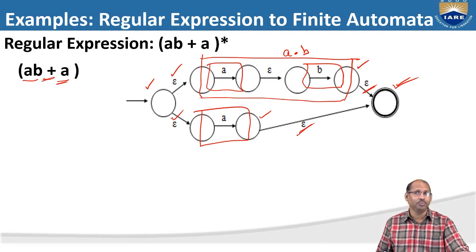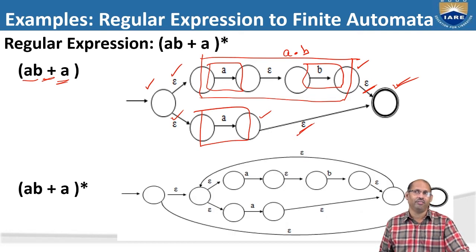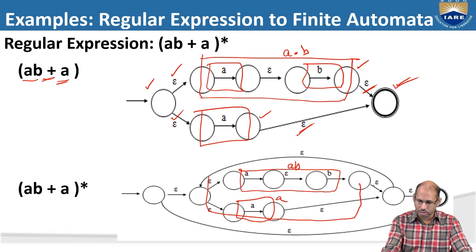What is the next step? Closure of AB plus A. This is the final one. This is AB. This is A. This complete one.